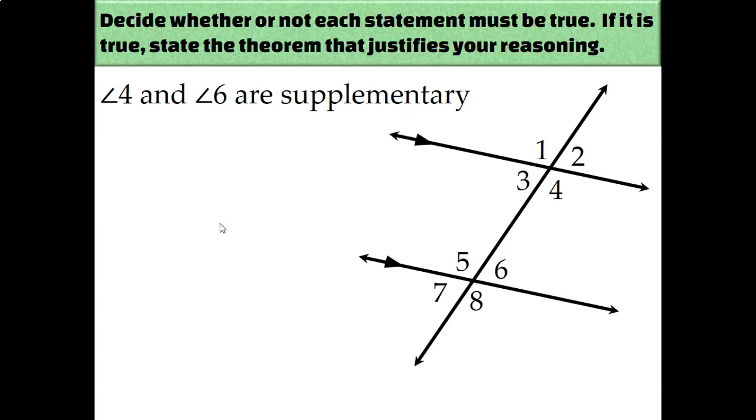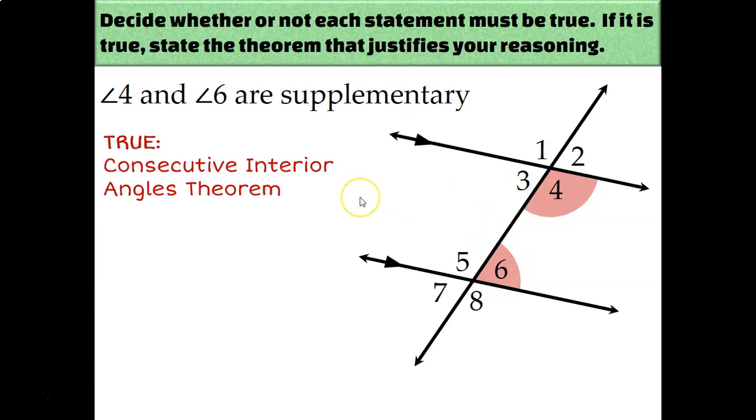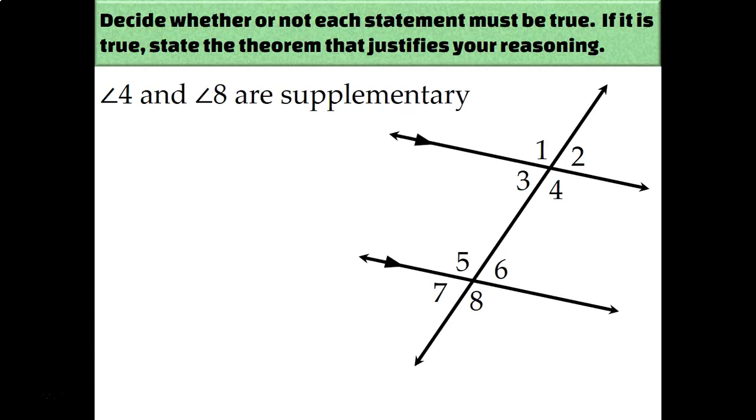Well, enough about congruence. Let's try supplementary. Can I assume that angle 4 is supplementary to angle 6? Yes, I can. Angle 4 and angle 6 are consecutive interior angles because they're both on the same side of the transversal and they lie in between the two parallel lines. That makes them consecutive interior. And since the lines are parallel, we can assume that those two angles must be supplementary by the consecutive interior angles theorem.